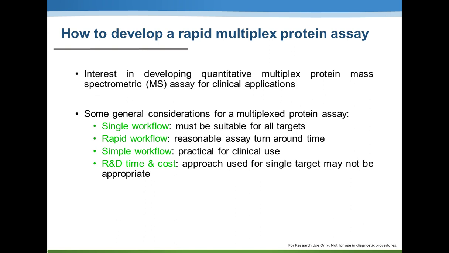As a mass spec-based protein assay is gaining popularity for clinical applications, clinical labs are facing development challenges. And when multiplexing your targets, there are even more considerations. The assay has to use a single workflow that is suitable for all targets, a rapid workflow, meaning a reasonable assay turnaround time, a simple workflow, and also the research time and the cost.